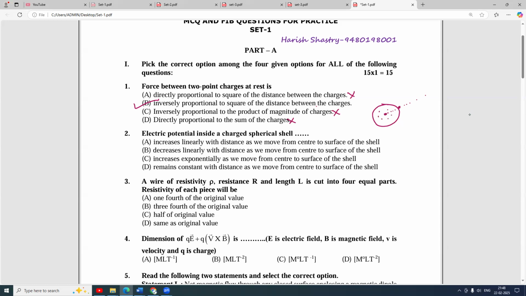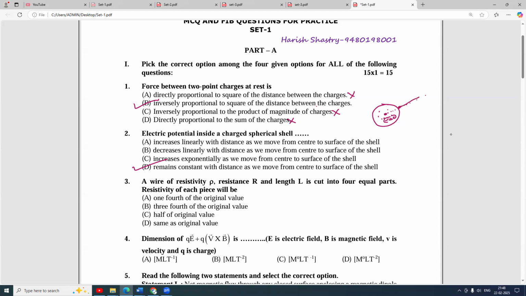So electric potential inside a charged spherical shell is same everywhere inside, so remains constant with distance as we move from center of the shell to the surface. Whereas electric field inside is zero. This is zero and it is maximum on the surface. As you move outside, electric field decreases.